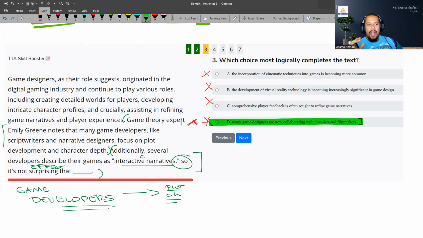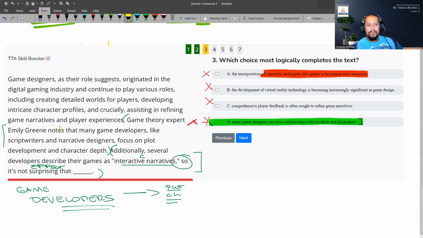Yes, sir. How did you arrive at the answer D? Okay, so first of all, I looked at the other answers, A and B and C. Answer A says the incorporation of cinematic techniques into games is becoming more common. He didn't say anything about that in the paragraph, so it's totally wrong. What is the paragraph more focused on?